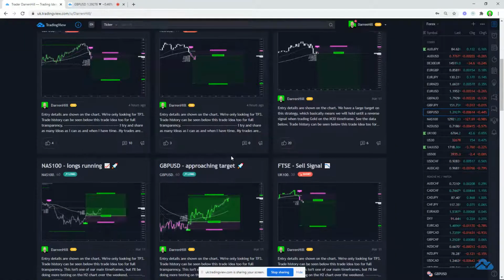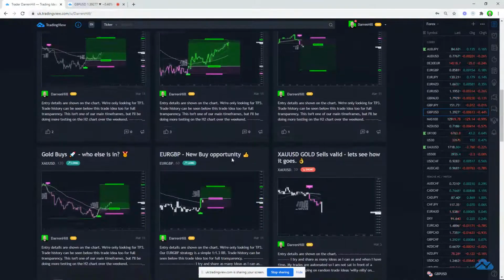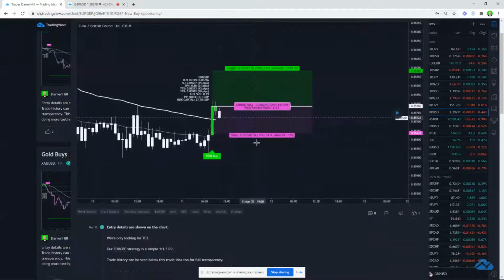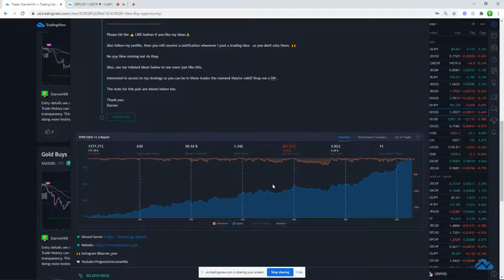And let's just have a look on here. So we've got NAS 100, we've got Euro Pound. So Euro Pound's an interesting one, okay? Euro Pound's based on a 50% win rate strategy. So that's a one and a bit risk to reward.